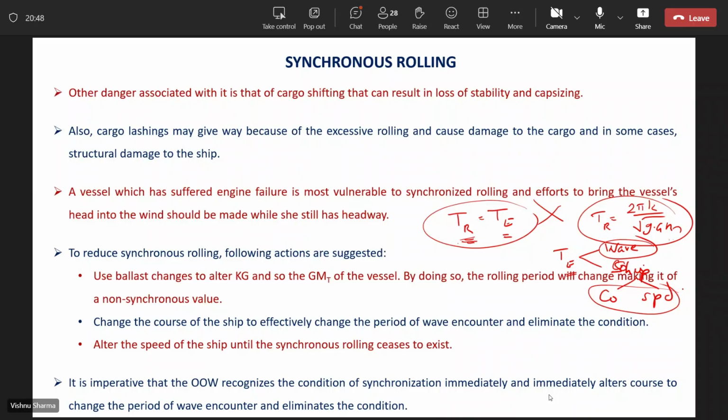Likewise, altering to port or to starboard does not make a difference as far as breaking the synchronous condition is concerned. But which side will you alter? You can always assess the situation, and if you have a preferred side to alter, please alter to the preferred side, right? Correct? It is not like a ROR situation where you have to say alter to port or alter to starboard. You are basically trying to change the TE. TE will change whether you alter to port or starboard. TE will change whether you increase speed or decrease speed. TE will change in all the four cases.